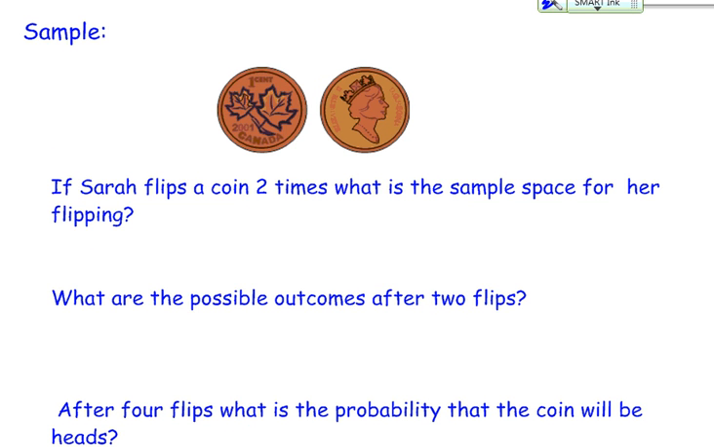All right, I'm going to leave you with this sample problem now, working with some coins. As you look at this, work through this, and think about all these different ideas: sample space, complements, and then just how to find probability. That is the end of this lesson.